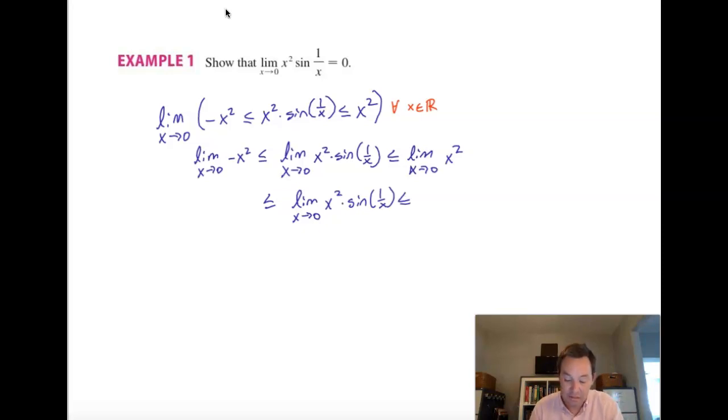And let's just look at these outside two. Well, here I can just make a direct substitution, plug in 0 for x, and I get 0. On that side, I can also make the direct substitution as well, plug in 0 for x, and I get 0. Well, so what I've come up with is that the limit of x squared times sine 1 over x as x approaches 0 has to be somewhere between 0 and 0. So not a lot of room there, right? So therefore, it has to be 0.